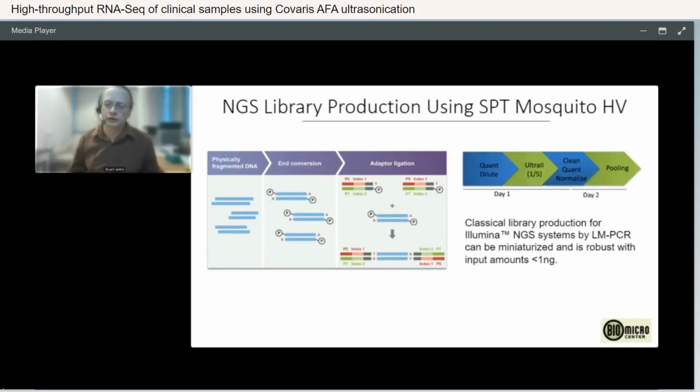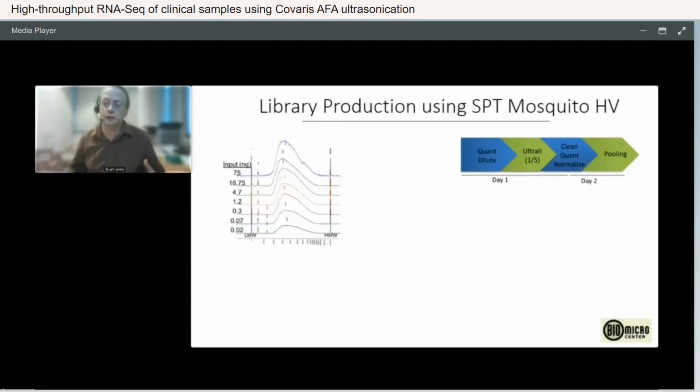Then we do an Ultra II library prep. This is using the NEB Ultra II kit at a 1:5 dilution. We then can clean this, quantify, normalize, and then we'll pool this also using automation. And so how does this work? Okay, so this works very robustly. And so we can do libraries that can have inputs from 75 nanograms of input down to 20 picograms of input and get very reproducible traces.